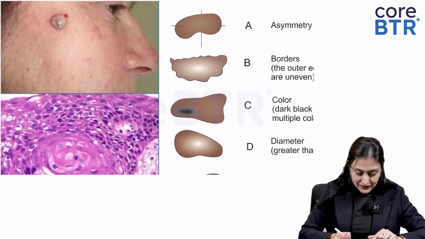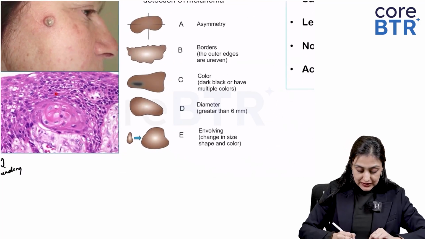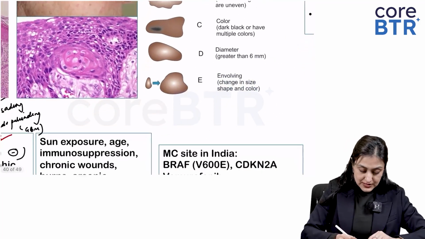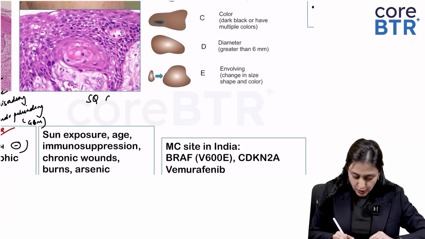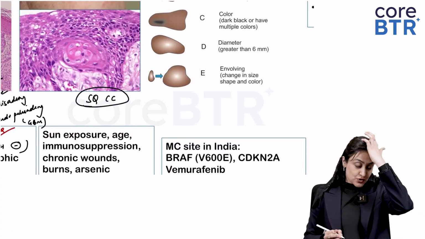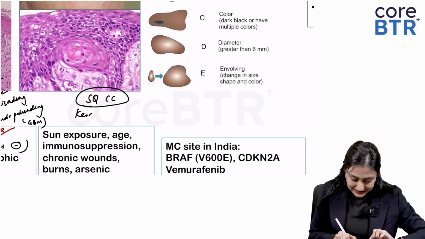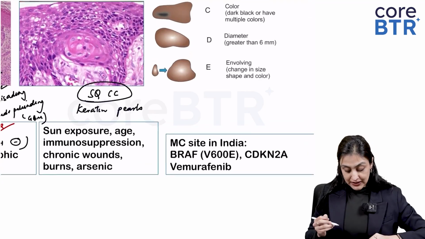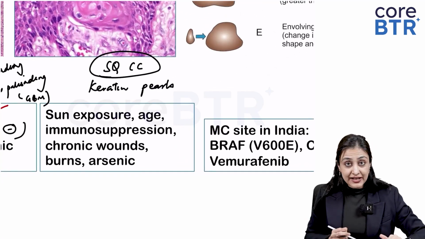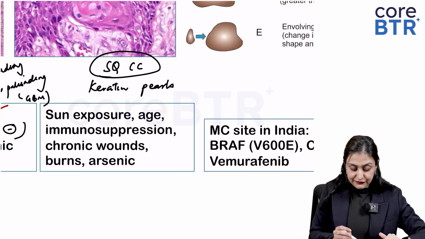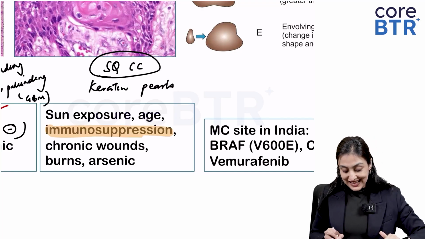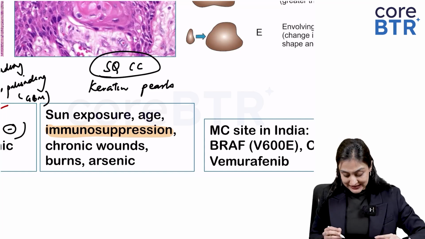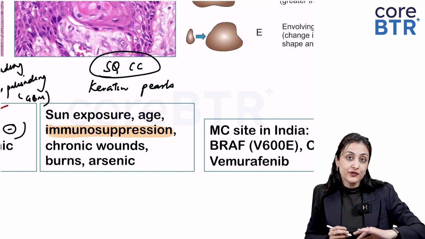Then look at this, where you see this nodular lesion, keratin pearls are described. This is squamous cell carcinoma. Squamous cell carcinoma, remember keratin pearls. History of sun exposure, higher age, there could be immunosuppression. In fact, this is the most common skin cancer post-transplant, right? This is what can happen because of chronic wounds.